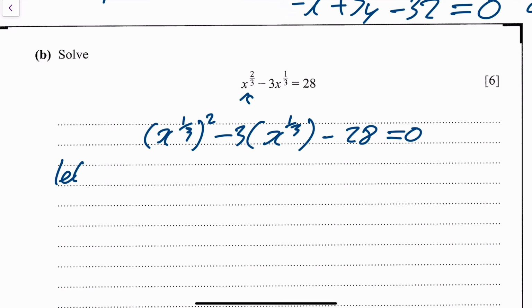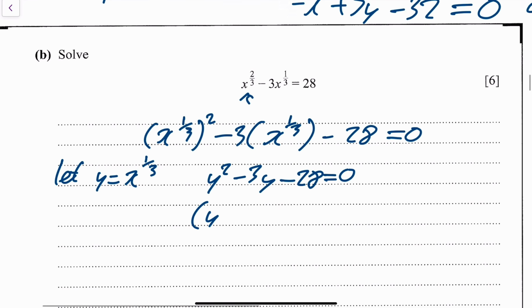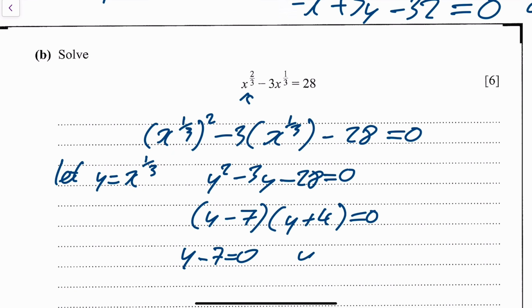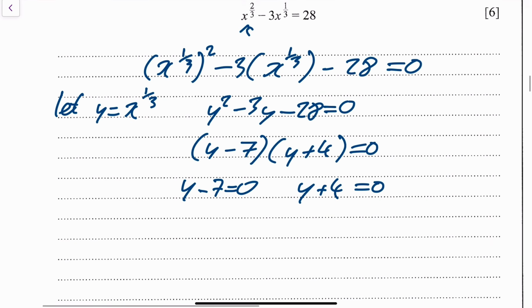So we're going to let y equal x to the power of 1/3, and then it becomes y squared minus 3y minus 28 equals 0. And then you can do your sum and product or whatever way you want to do it. I've just factorized that to give me (y minus 7)(y plus 4) equals 0. And that means y minus 7 equals 0, or y plus 4 equals 0, which means y is equal to 7 or y is equal to minus 4.